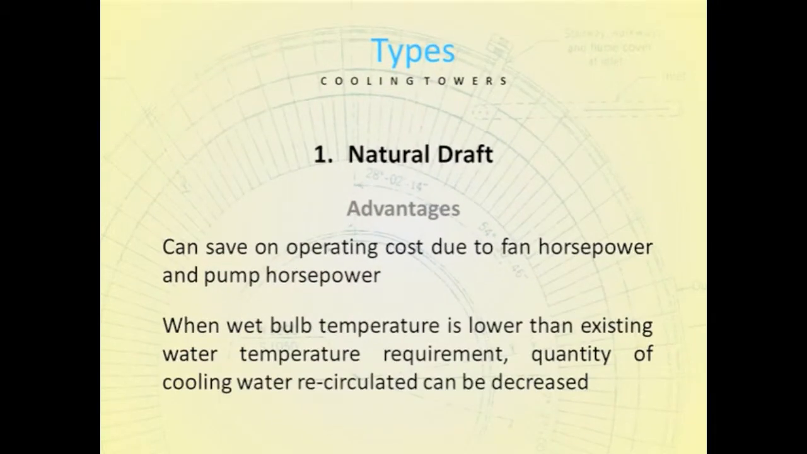The advantage of using natural draft cooling towers over mechanical draft cooling towers is that there is no pump or fan to power. Also, when the wet bulb temperature is lower than the existing water temperature requirement, the amount of circulating water can be decreased.